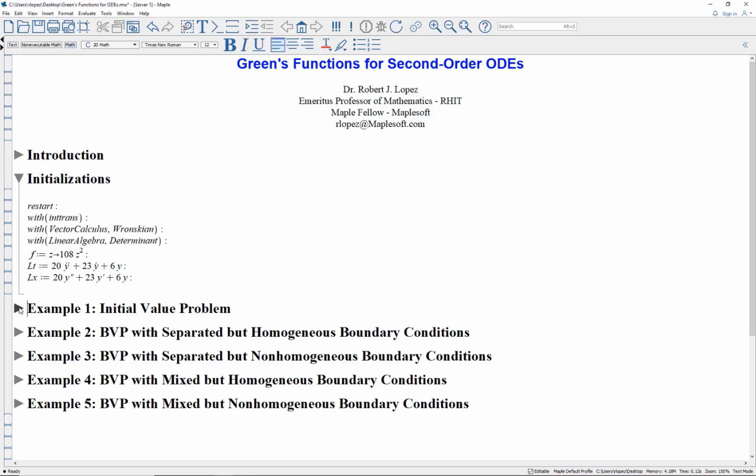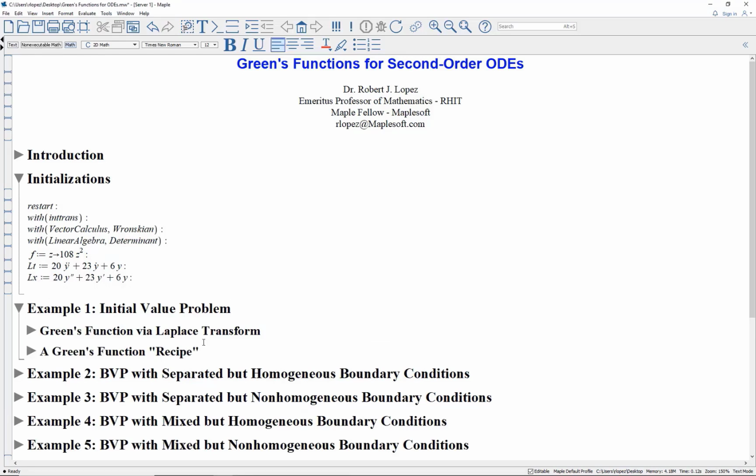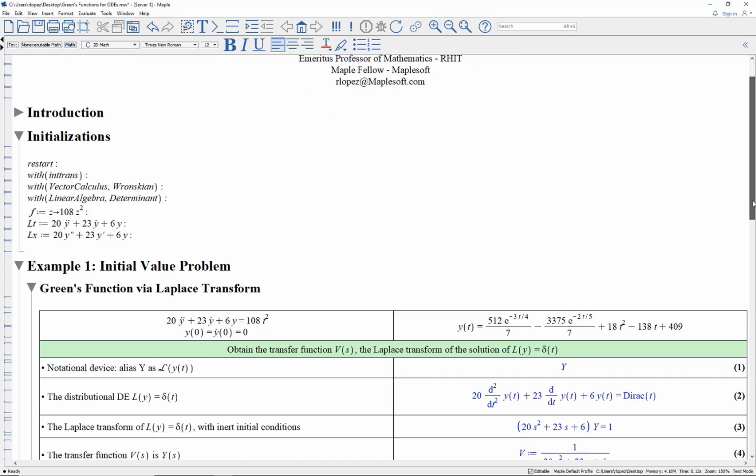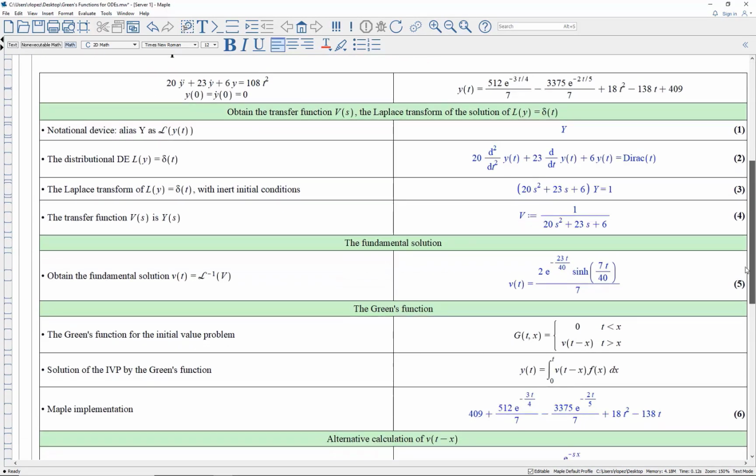Okay, for a first example, the initial value problem, I'll begin by getting a Green's function by Laplace transform. So here's the problem. This is the differential operator, time derivatives, right-hand side, inert initial conditions. I use Maple, I get the solution to the problem. This way, at least I know the target. I'm going to get this answer.